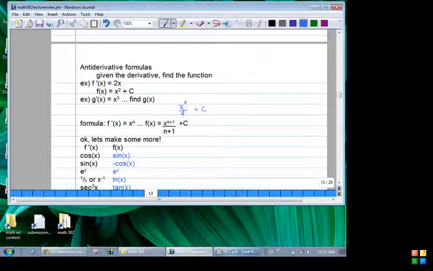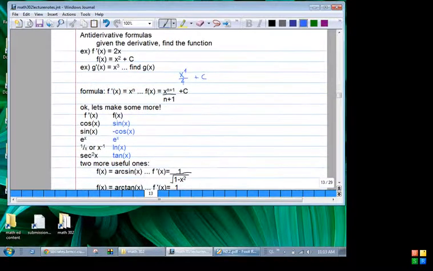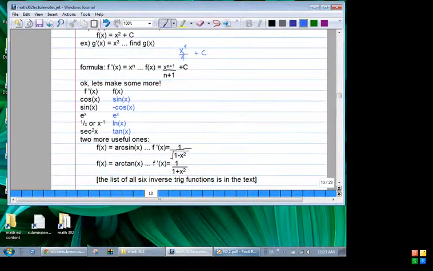Let's see. There's one we talked about yesterday, or last time, I think. If f prime of x is 1 over 1 plus x squared, then f of x is arctan of x. This is one we went over, this derivative, last time.